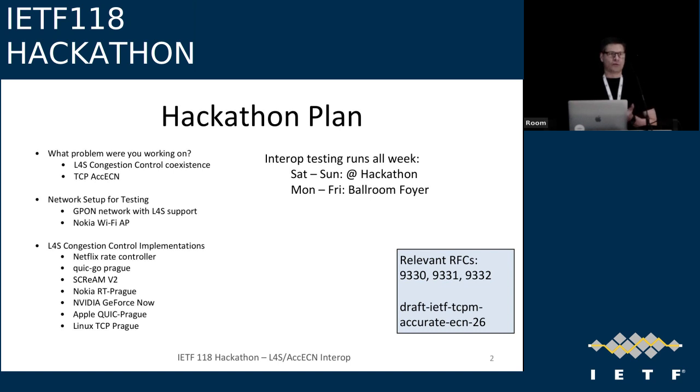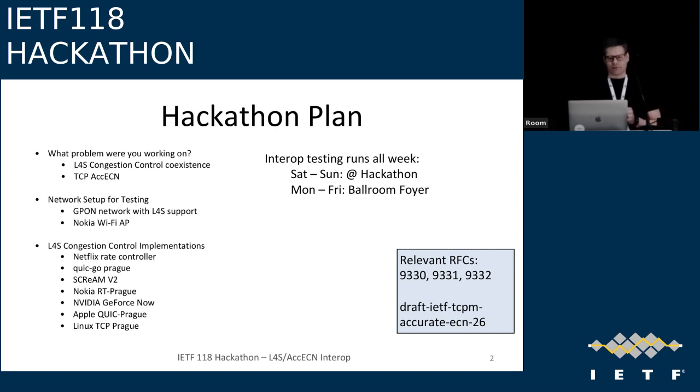Testing is focused on RFCs 9330, 9331, and 9332, which define the L4S congestion control architecture, the use of the ECN field in the IP header, and the dual queue coupled AQM functionality in the network equipment. And then additionally, the accurate ECN draft, which is working its way through TCPM.